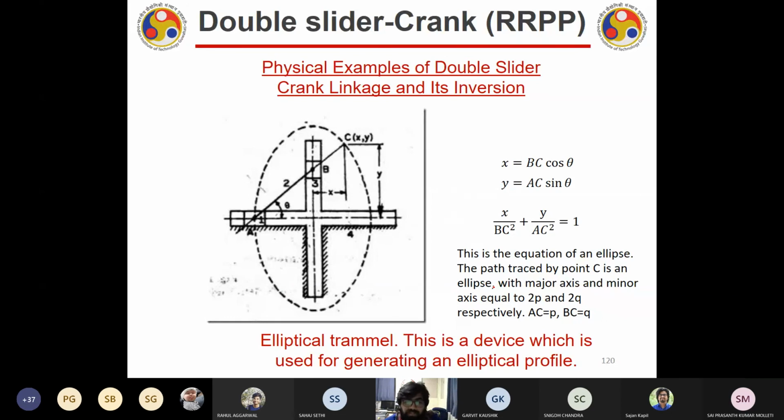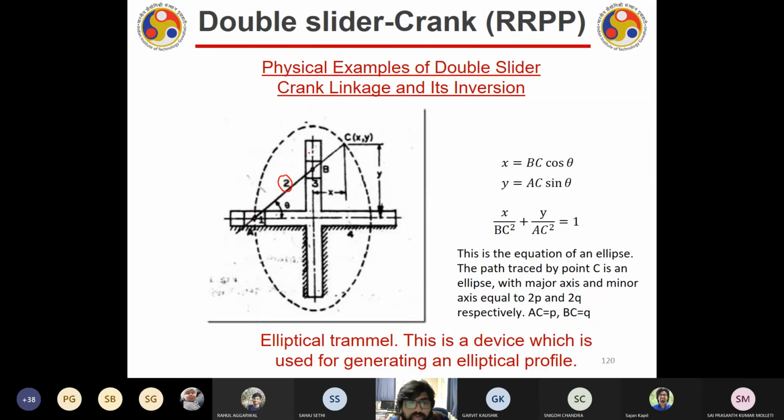Another example of the double slider crank mechanism and its inversion is the elliptical trammel. At least these two examples you might have seen in the theory of machine laboratory demos. Okay, what happened here? Let me try to explain. For example, there is a piston over here, and don't worry, I'll show you the video as well. There is a piston here and a piston here as well, connected with link number 2, and there is a rotary joint here and a rotary joint over here.